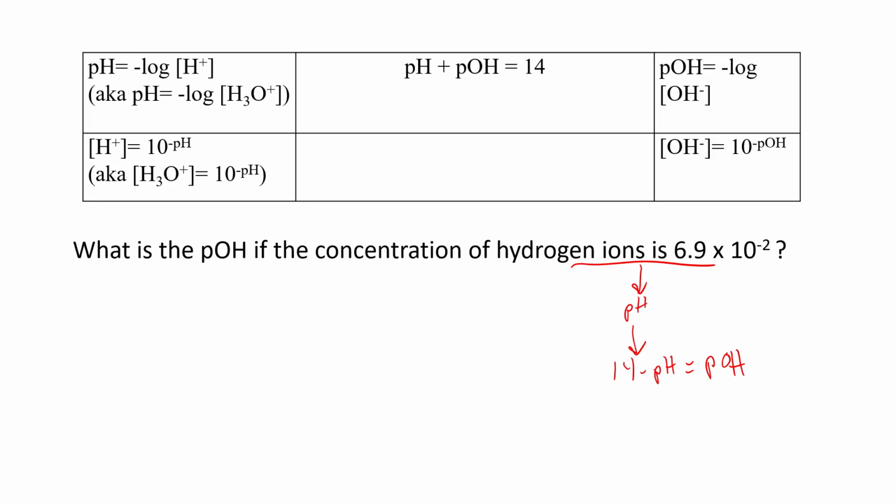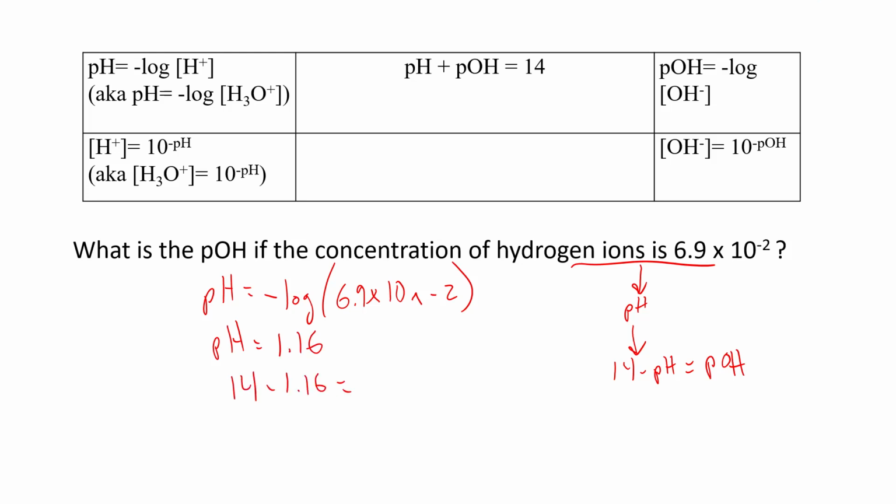So we're going to do the first step, negative log of the 6.9 times 10, we're going to do our caret key, negative 2, and that'll get us to the pH. So in the calculator, negative log 6.9 times 10, caret key, negative 2, close your parentheses, 1.16. So we can do 14 minus 1.16 to get to the pOH. 12.84.